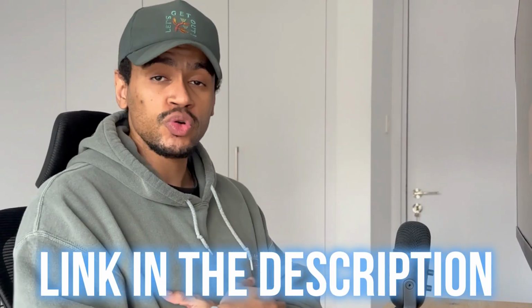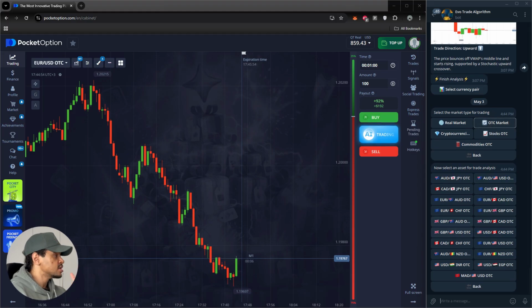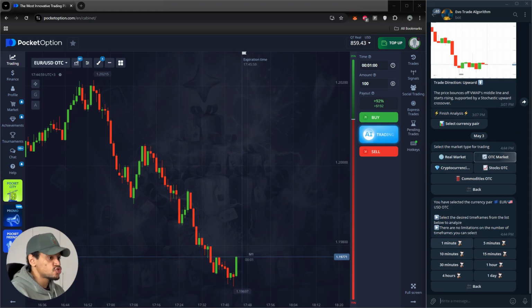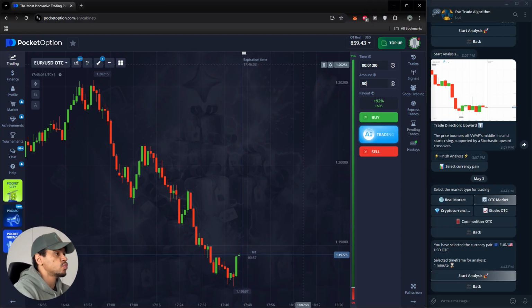But now let's go into the market and let's make a little bit of money as always. Right, so here we have 5 different markets. We're gonna start with EVO trade algorithm to build up a little bit of balance. So let's go ahead. We are on United States dollars, so let's select it and let's get straight into it. We're gonna trade on 1 minute, press start analysis, and that's all we need right there.